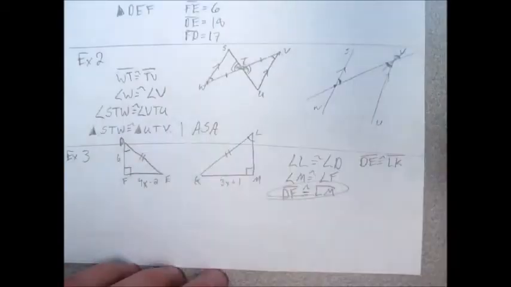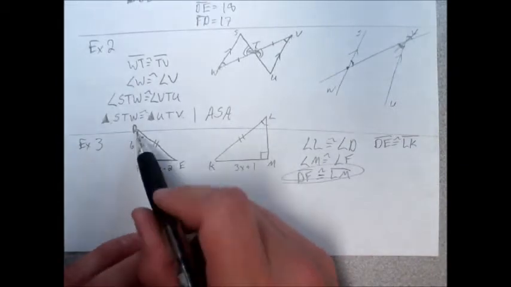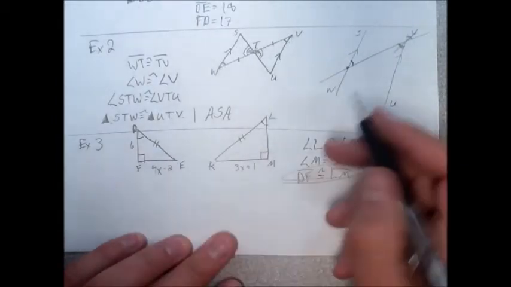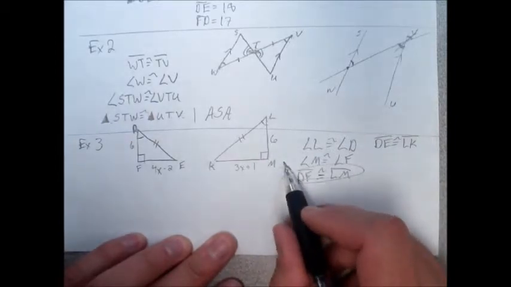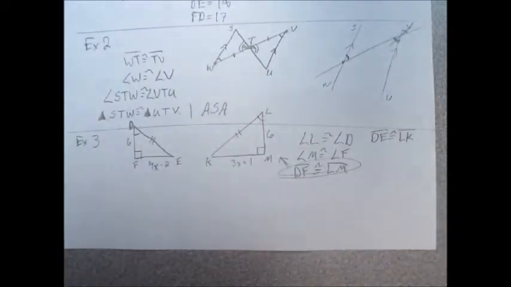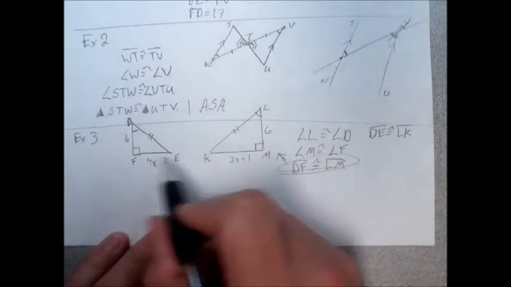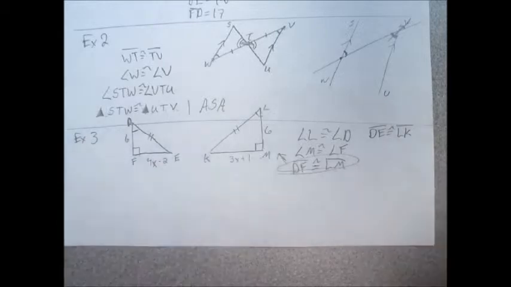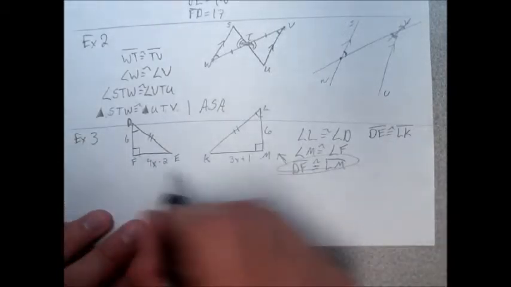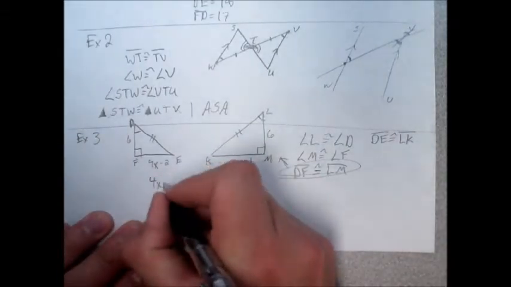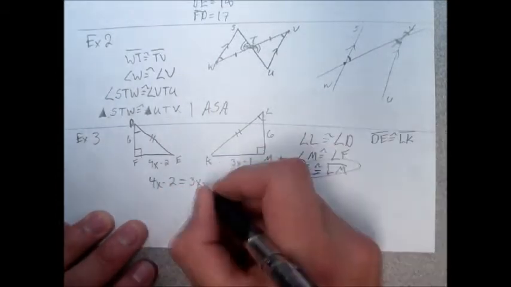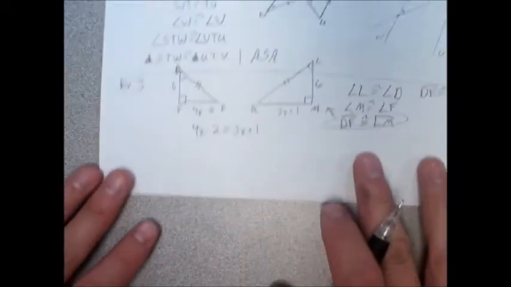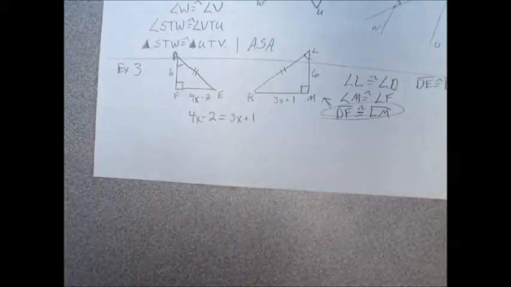And because they are congruent to each other, I now know that DF and LM are congruent. So I can go ahead and write that in and make this statement true. What do I know about KM and FE? They're also congruent because the whole triangles are congruent, right? So if they're congruent, what can I do with their equations? I can set them equal. If they're congruent, I can set them equal to each other and solve. So now that I got to this point, I just need to set them equal to each other and solve.